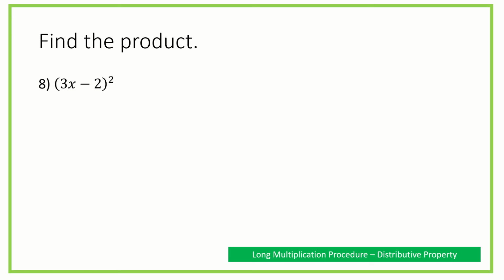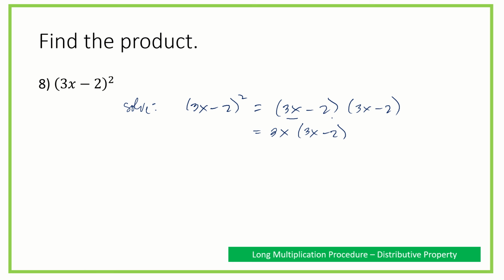Let's proceed to number 8. So we have here the square of 3x minus 2. So to solve this, don't forget to copy first the given, and then we expand by multiplying 3x minus 2 by itself twice. Then, each term of our first binomial should be distributed to the second binomial. So 3x should be multiplied to our second binomial, 3x minus 2. And our second term, this is negative 2 times our second binomial, 3x minus 2.